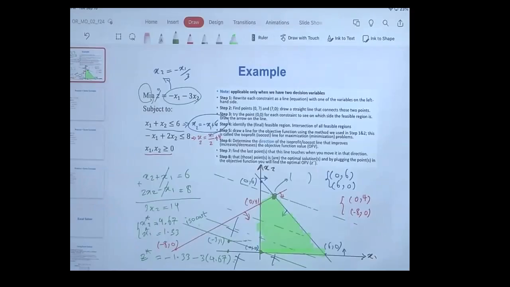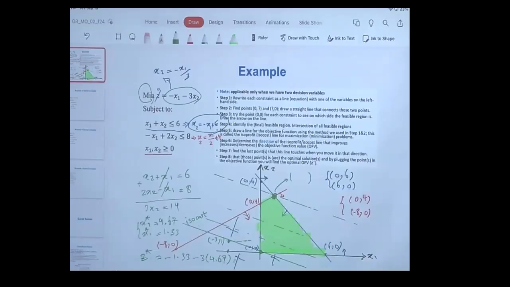Because it was a minimization problem, I call it isocost, and I move it in the direction that decreases the objective function value. The last point that it touches before leaving the feasible region would be the optimal point. And when I plug that optimal point into the objective function, that gives me the optimal objective function value. Okay, so that was basically how we do it.